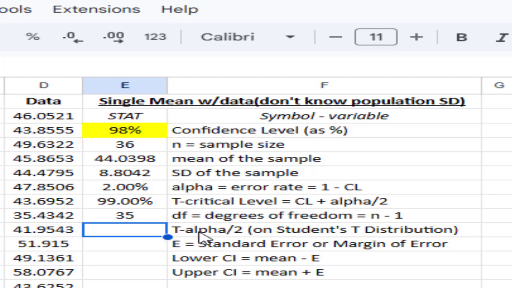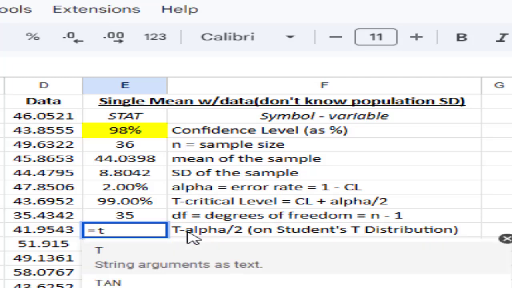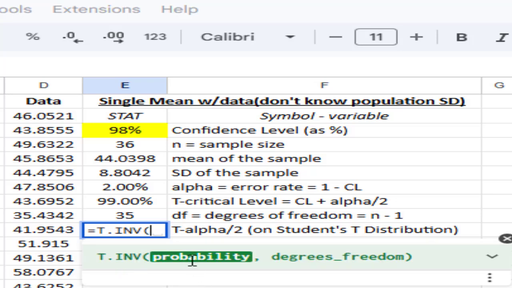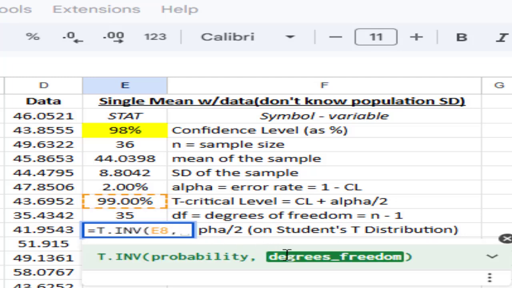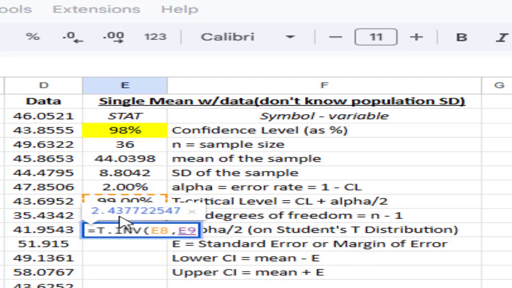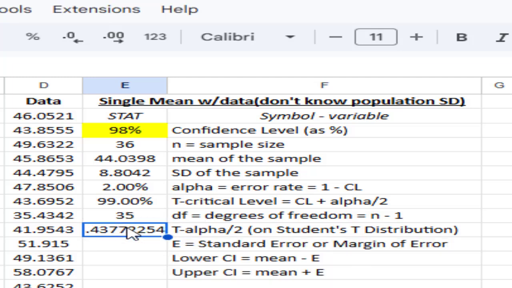Okay, now we're going to do our t-score. So just like we did a z-score over here of z of alpha over 2, we're going to do a t of alpha over 2. So instead of the z inverse, this is going to equal the t dot inverse function. The first thing it wants is the probability, i.e. the amount of area to the left. So that's that. And then comma, degrees of freedom, that cell that we just calculated. And there is our t-score. Show 4 of them, what the heck.